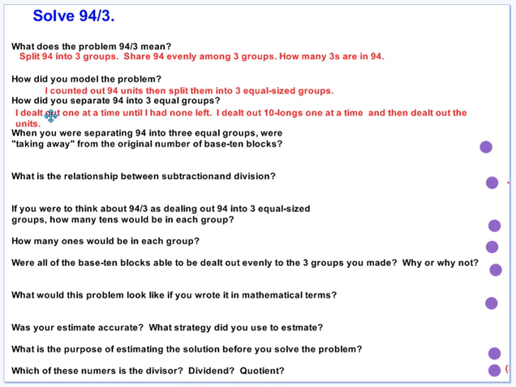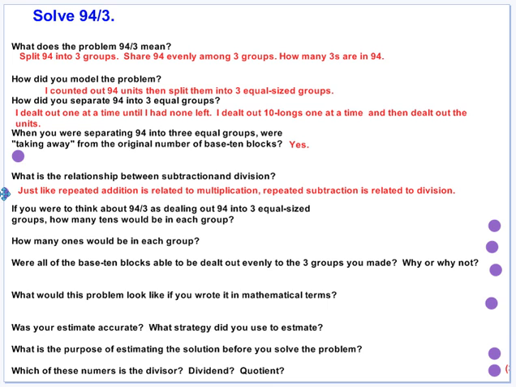My next question is, when you were separating 94 into 3 equal groups, were you taking away from the original number of base 10 blocks? Well, yes, you are, because division is repeated subtraction, right? It's just taking away your groups each time, until you get down to where you can't divide anymore evenly. What is the relationship between subtraction and division? Well, just like repeated addition is related to multiplication, repeated subtraction is related to division. They're just opposite operations, right?